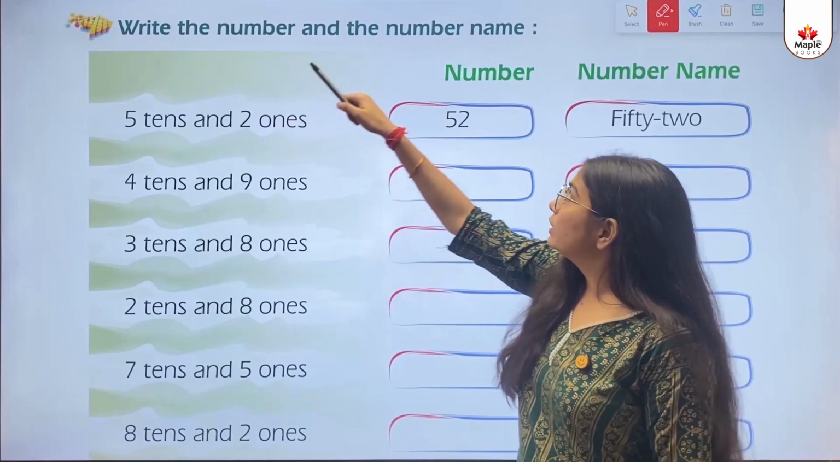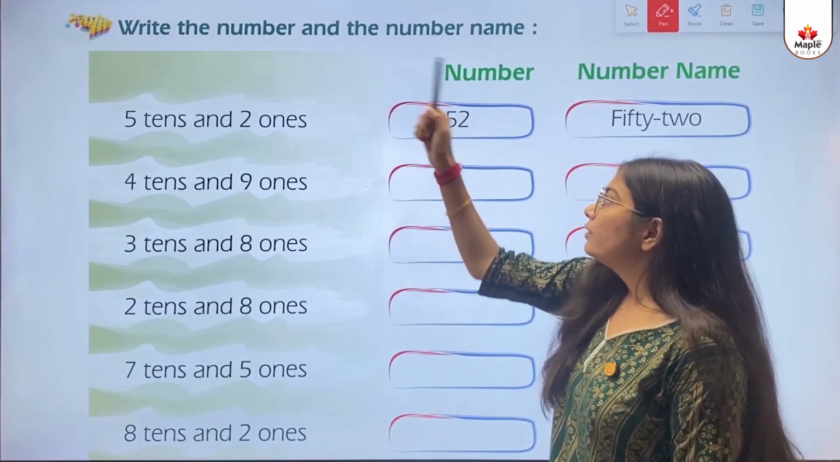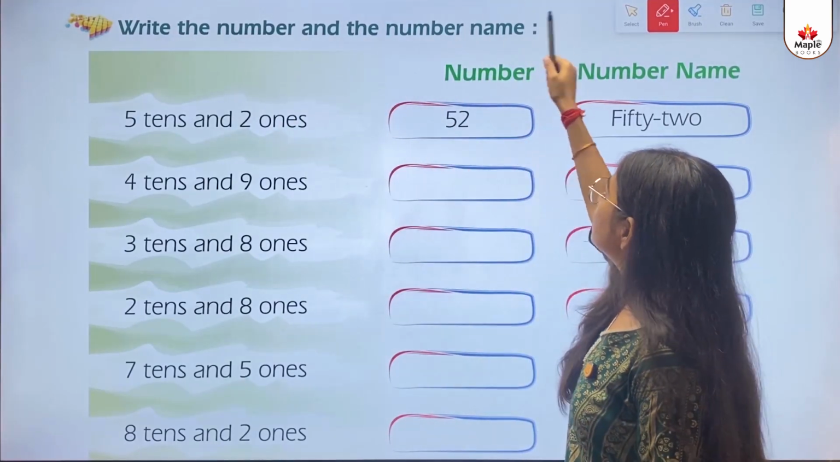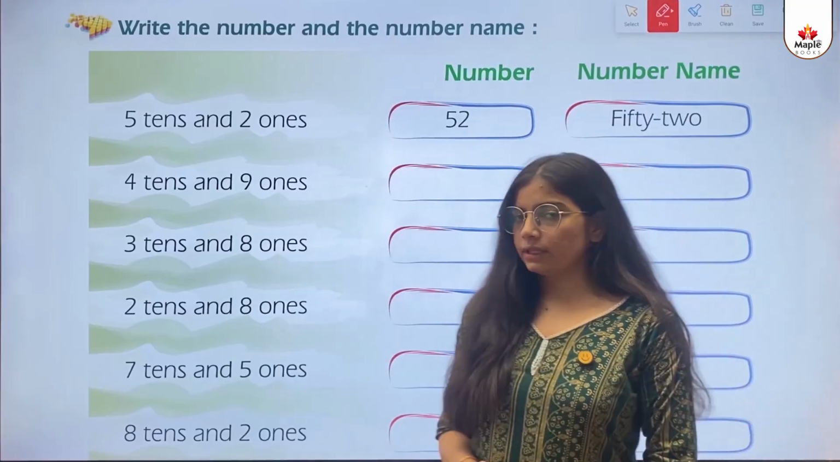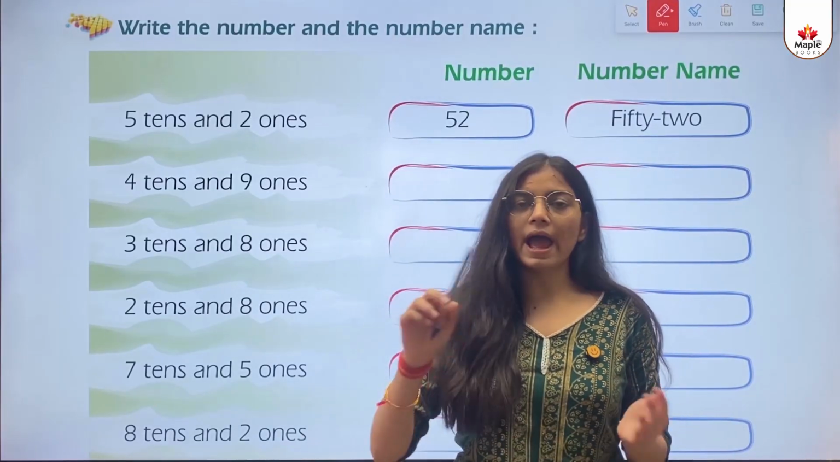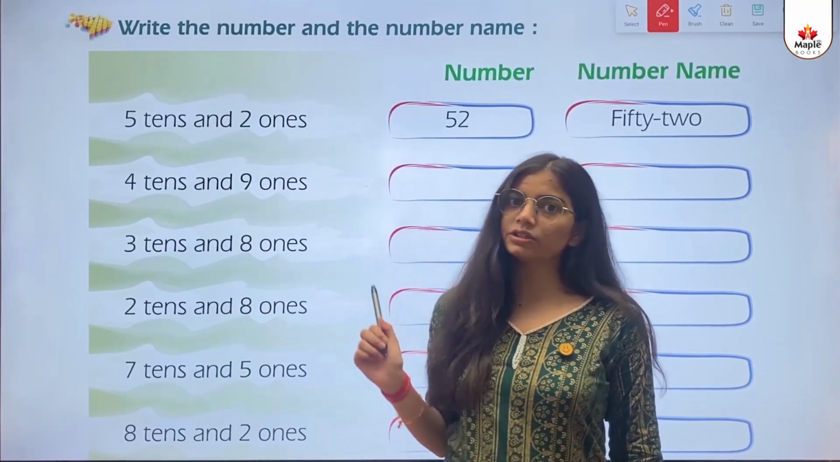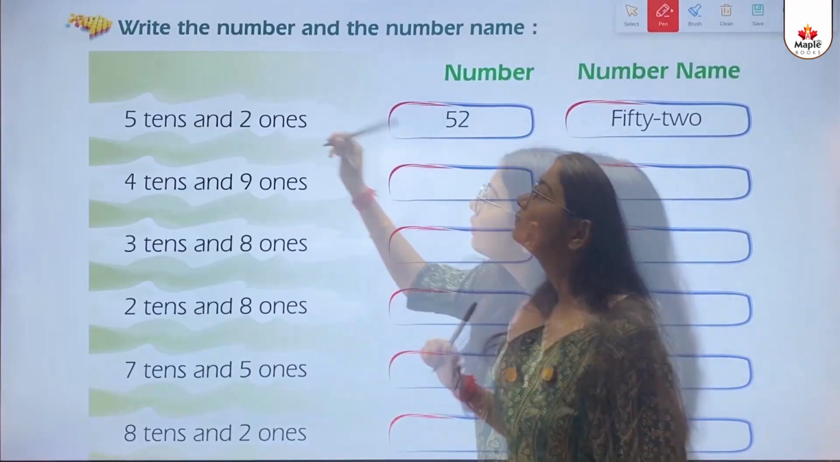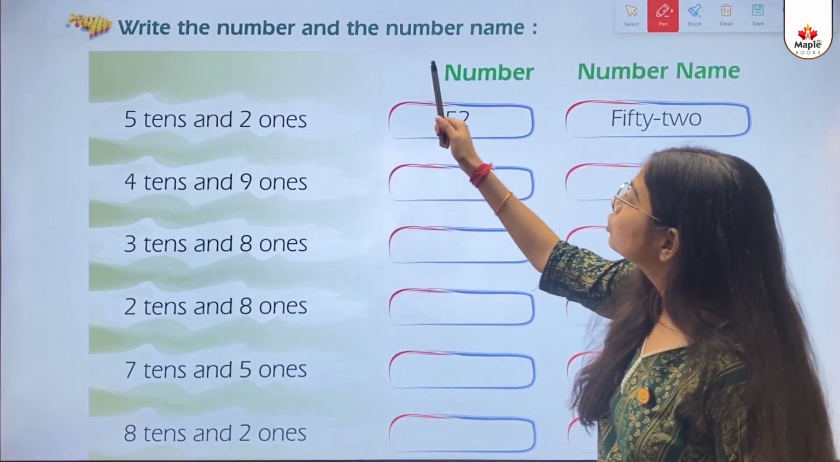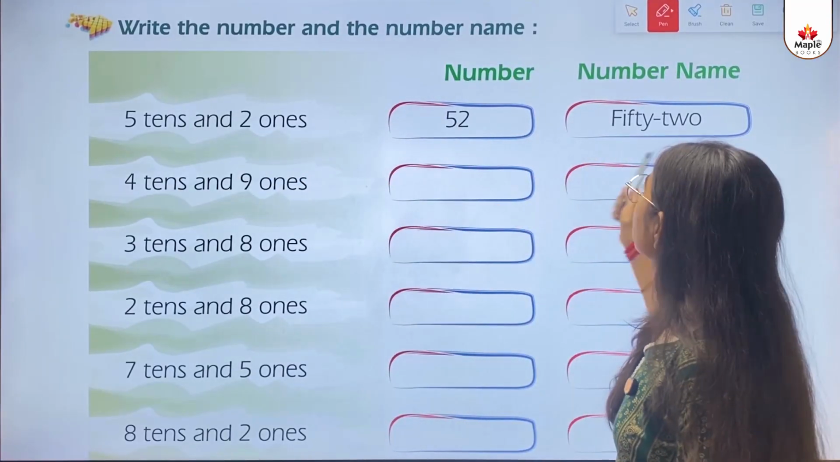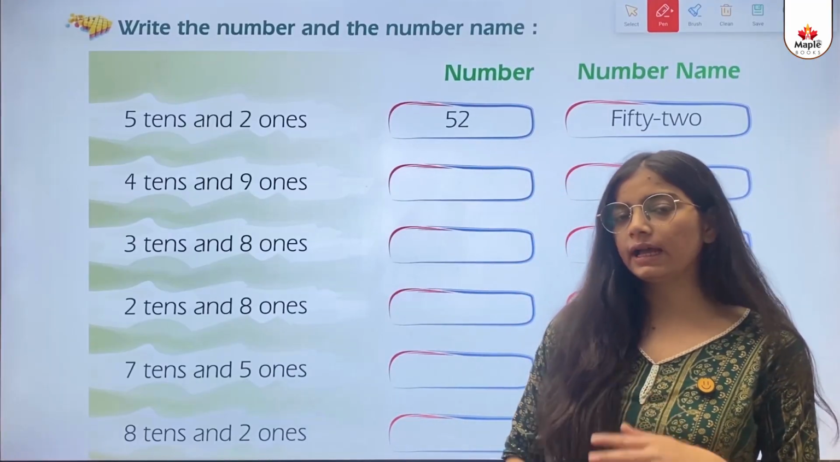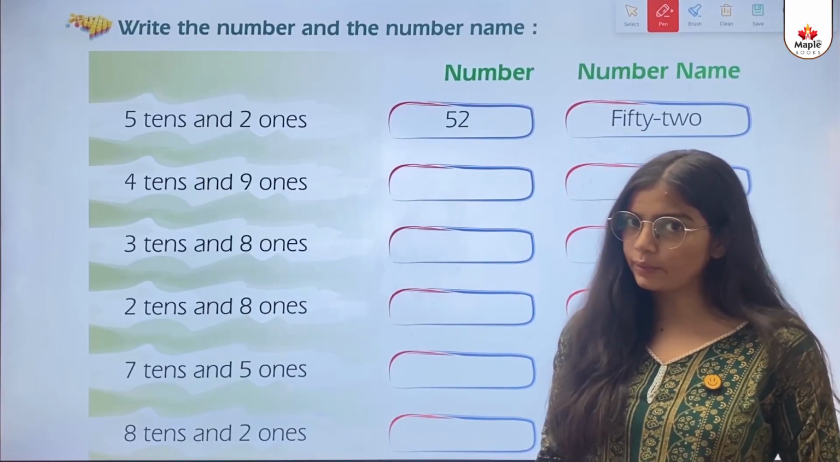Kids, we are going to do this question. Write the number and the number name. So in this question, we need to write the number as well as the number name. So let's just look at the questions. 5 tens and 2 ones. One answer is given here to understand how to solve the question.